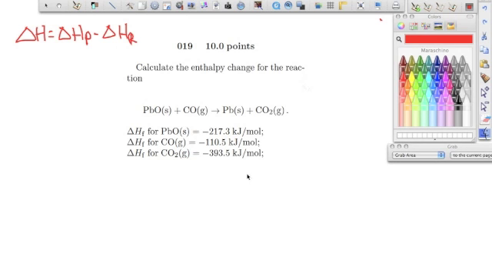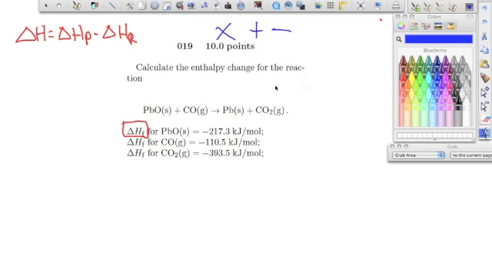Now, what we have to look for in this problem is the heat of formation, which that delta F right there, that's what it means. That is the heat of formation. And what we'll do is multiply it by the coefficients in front of the compounds, or in front of the molecules, and then we'll add the products together, add the reactants together, and then subtract. So all we're doing here is multiplying, adding, and subtracting.